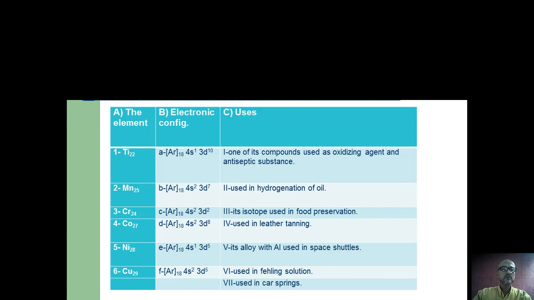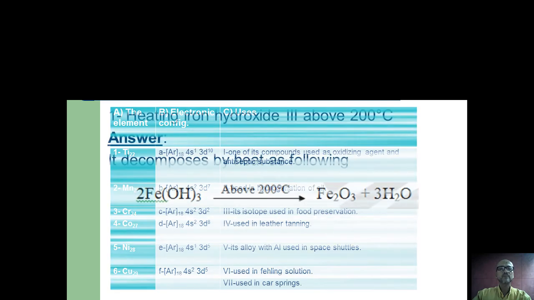The last point, copper 29. Yes, excellent. It will be the first choice, A from column B. 6 with A. And also, yes, it's very clear now. Yes, used in filling solution. So C with A, 6 with A, 6 with A with VI, used in filling solution. Next question.